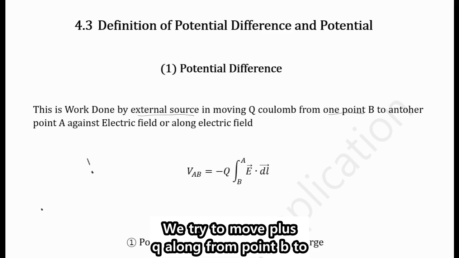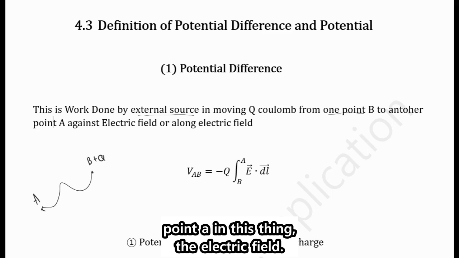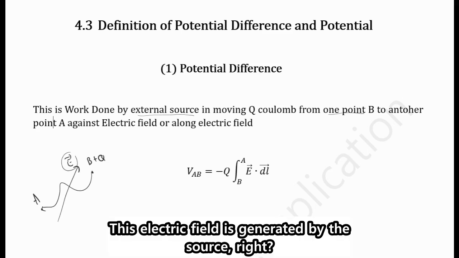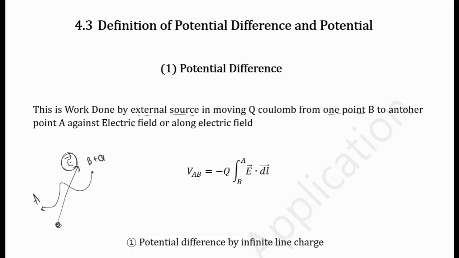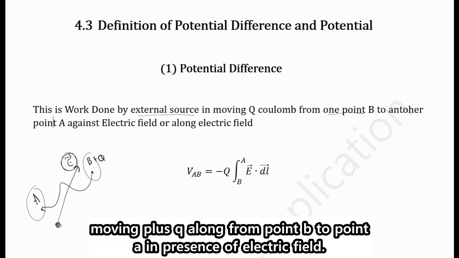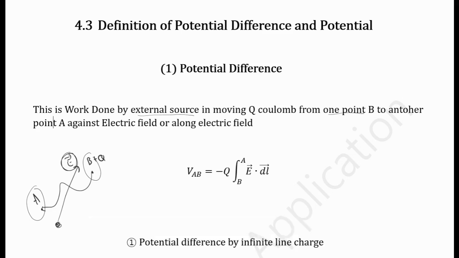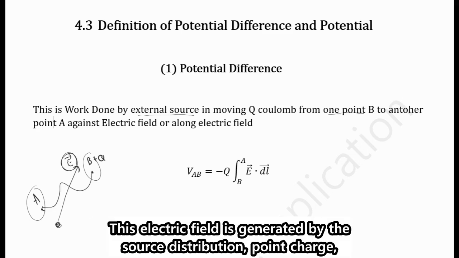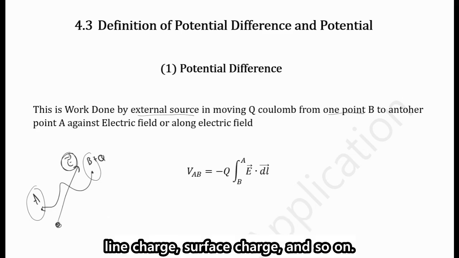We try to move plus Q Coulomb from point B to point A in the electric field. This electric field is generated by the source, right? So the definition of potential difference between point B and point A is the work done in moving plus Q Coulomb from point B to point A in the presence of the electric field. This electric field is generated by the source distribution: point charge, line charge, surface charge, and so on.